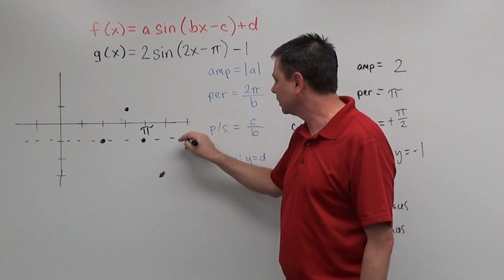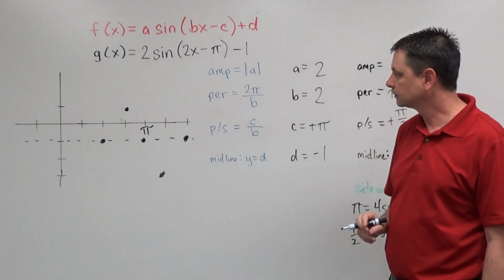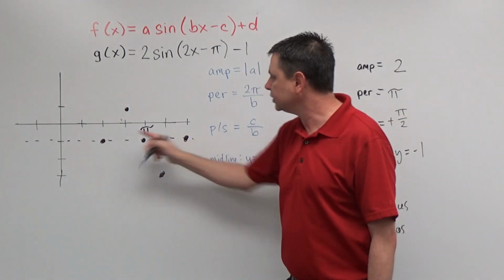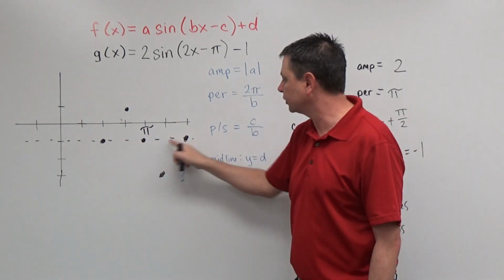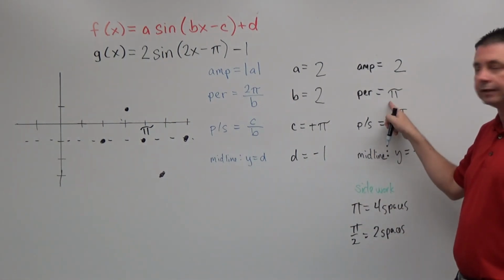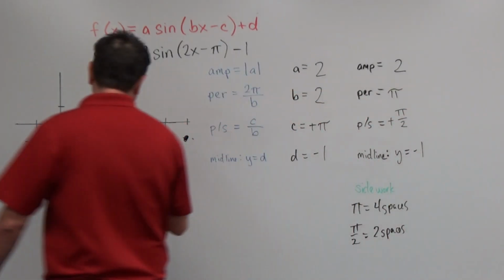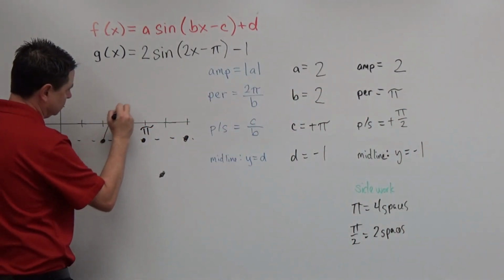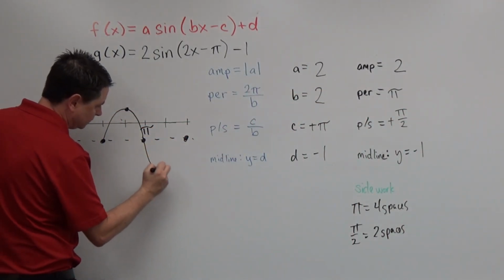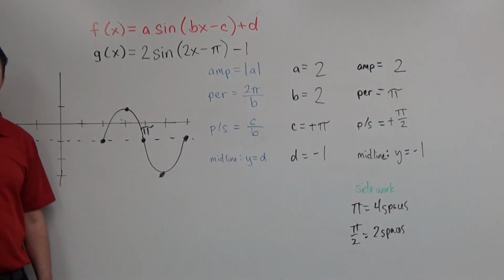And then we always finish up on the midline. So from start to finish, if we count it, 1, 2, 3, 4 spaces. That's pi, and that's our period. I just need to draw in the curve. There it is.